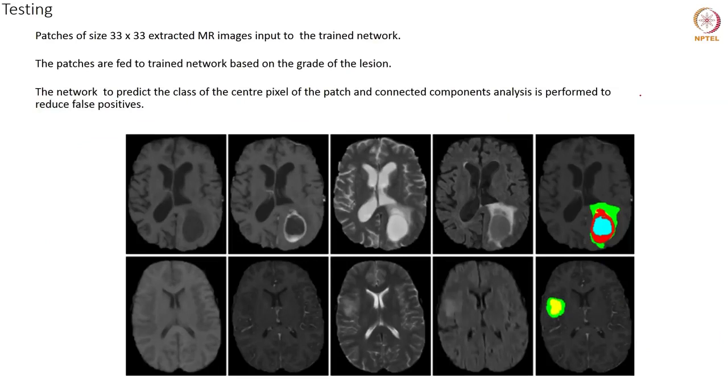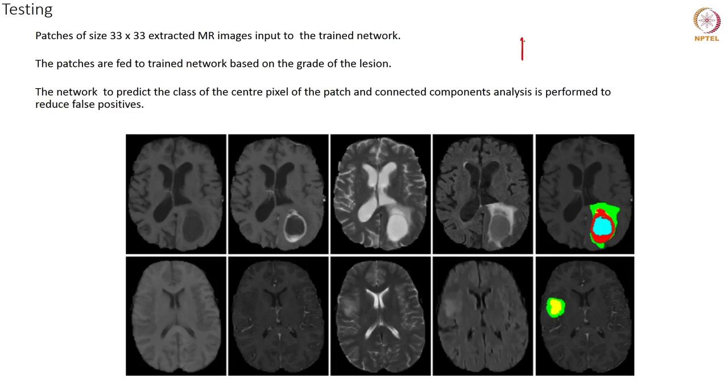Just to summarize, once again the idea is to use patches of size 33 by 33. They have 2 different networks, one for the low grade and the high grade glioma, and the network is trained to classify the center pixel of the patch, and following that there is something called connected component analysis, wherein you retain the largest connected component of pixels. Connectivity is defined as 4 or 8 connectivity.